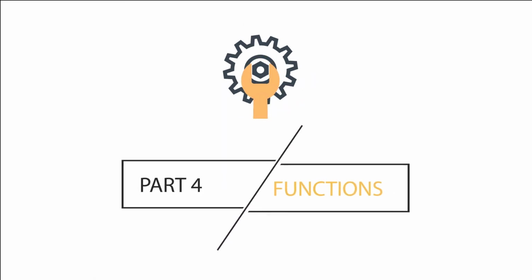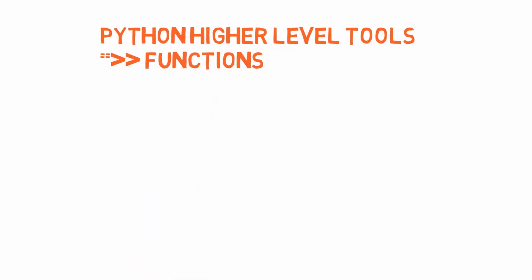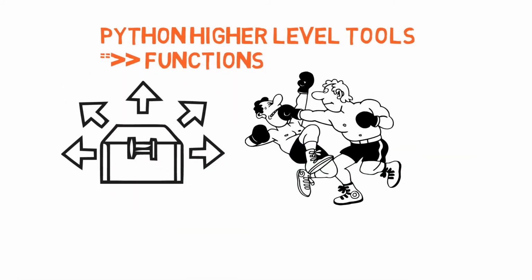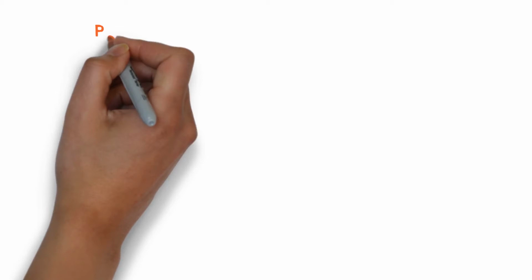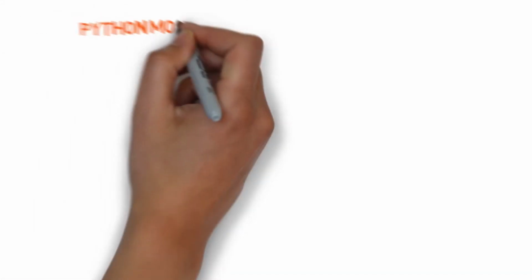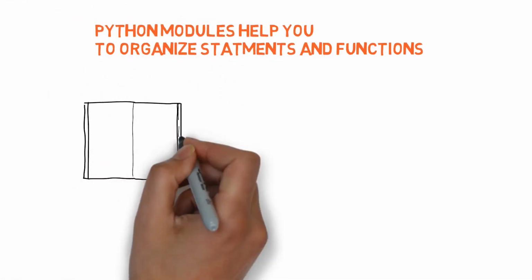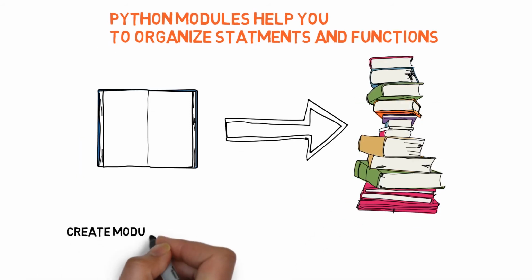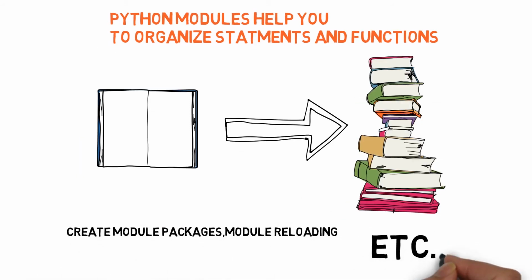Part 4 will cover the core functions. This is where we'll look at Python higher level program structure tools, which are functions, and then functions facilitate code reuse and avoid code redundancy. Then at part 5, we'll be dealing with Python modules. Python modules let you organize statements and functions into larger components, and this section will introduce how to create modules, packages, module reloading, and so on.